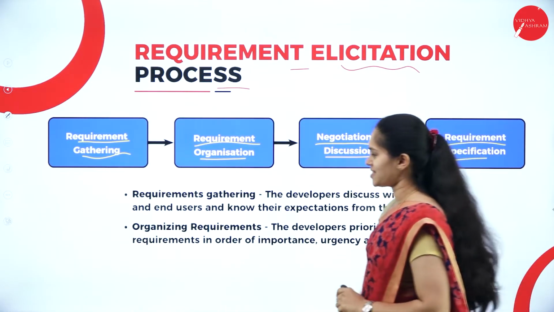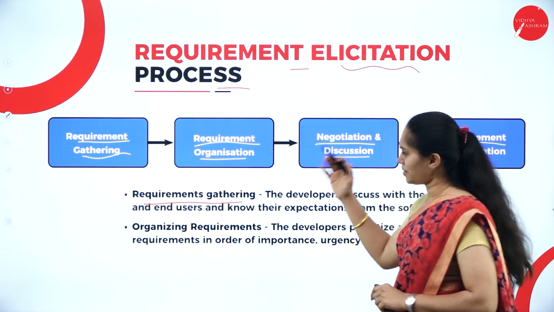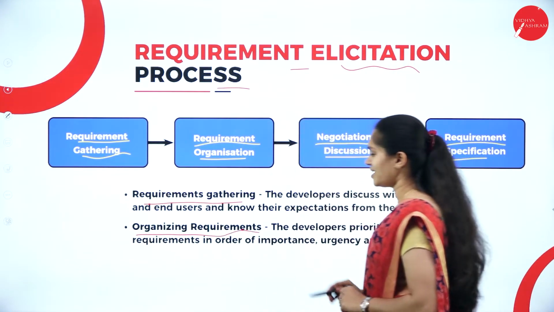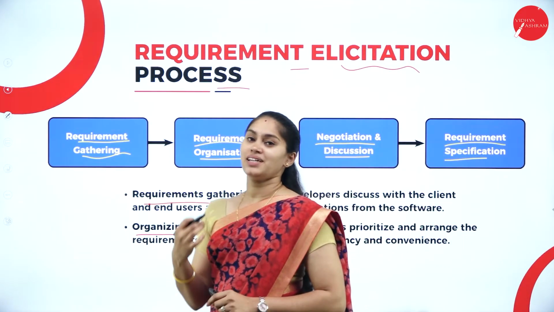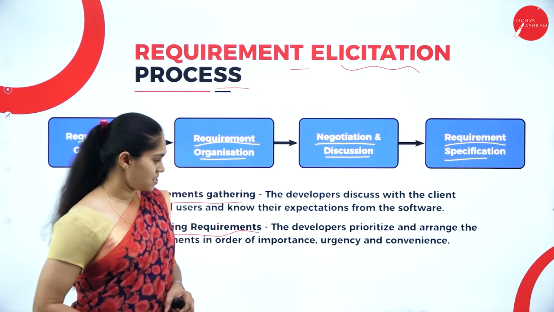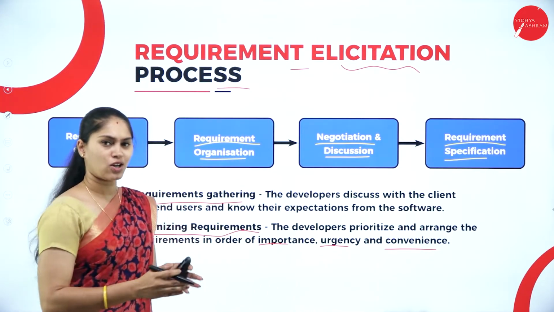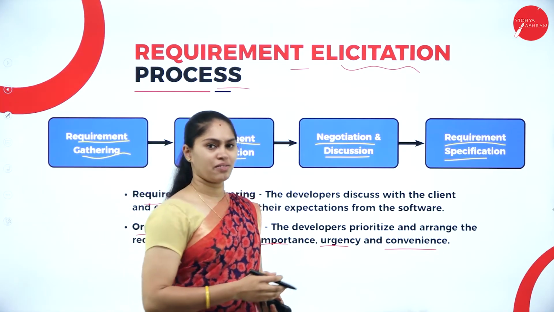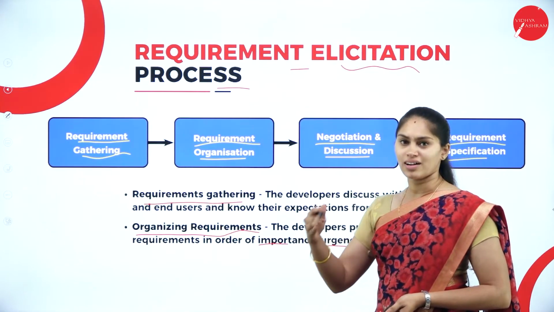What is the first phase that we have here? That is requirement gathering. Already we have gathered it. Let me move to the next one. That is organizing requirements. I have a certain number of requirements here, based on their importance, based on their urgency, and even based on their convenience. I will arrange all the requirements based on all these criteria. That is what requirement organization is.